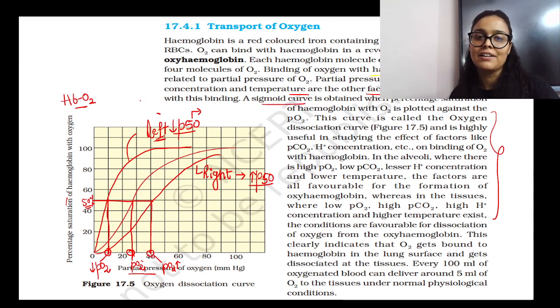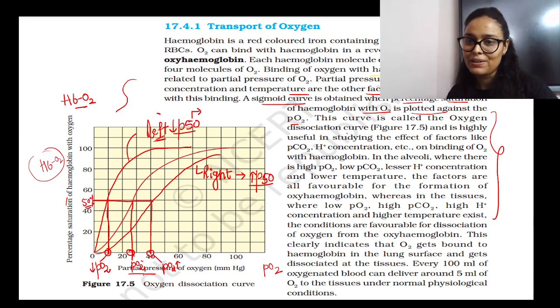And this is the sigmoid curve. You can see it's the S-shaped curve, right? It is obtained when the percentage saturation of hemoglobin with oxygen is plotted against the partial pressure of oxygen. So this graph is basically drawn as the relationship between the partial pressure of oxygen on this axis, and the percentage of hemoglobin saturated with oxygen on this axis, right? This curve is called the oxygen dissociation curve, and is highly useful in studying the effect of factors like partial pressure of CO2 and hydrogen ion concentration, and how they are affecting it, right?